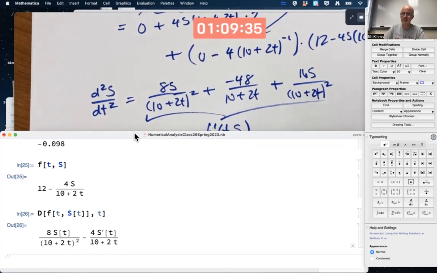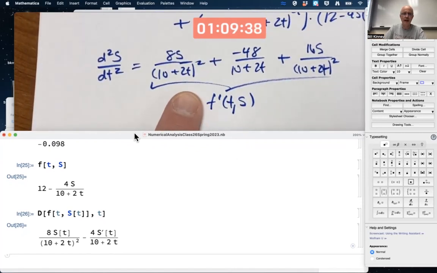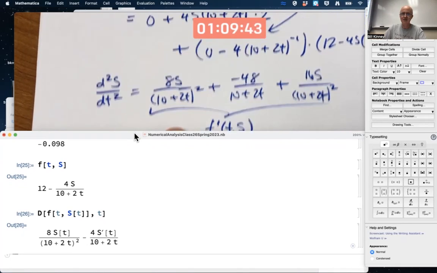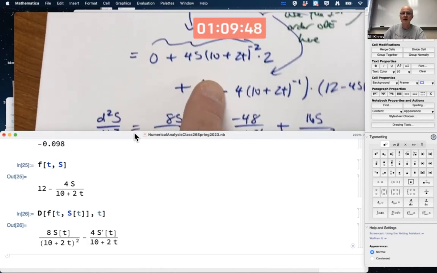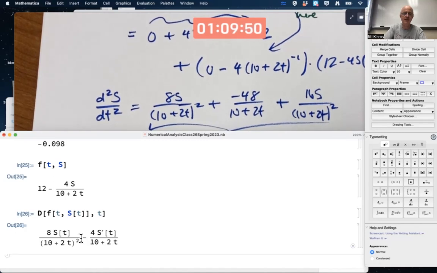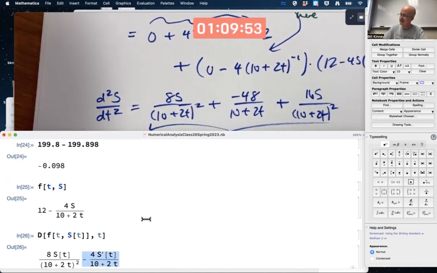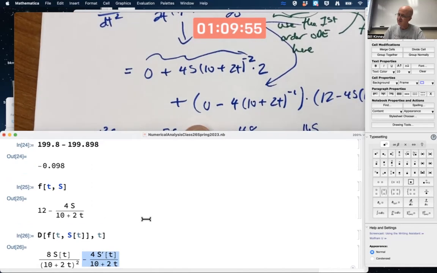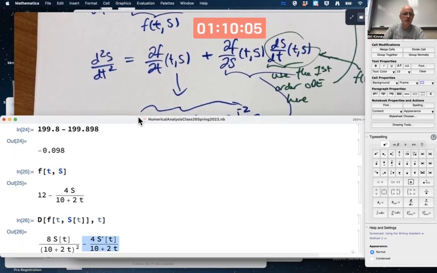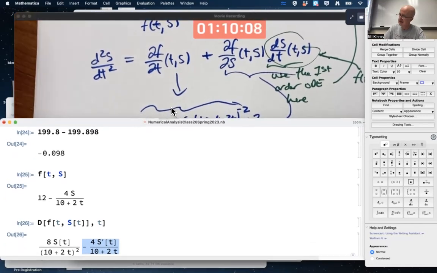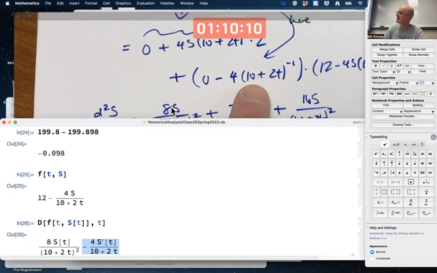And you can see it is giving us something somewhat similar. We've got the 8s over 10 plus 2t squared there. That is the first term we got from df/dt. And this other term that you see, -4s prime over 10 plus 2t, that is essentially this. The s prime comes from this, and the -4 over 10 plus 2t is the same as that.